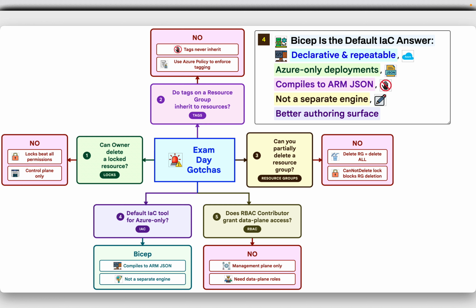Fourth, Bicep is the default infrastructure as code answer on exams. So when a scenario describes declarative and repeatable Azure only deployments, choose Bicep. It compiles to ARM JSON. It is not a separate engine, it is just a better authoring surface.